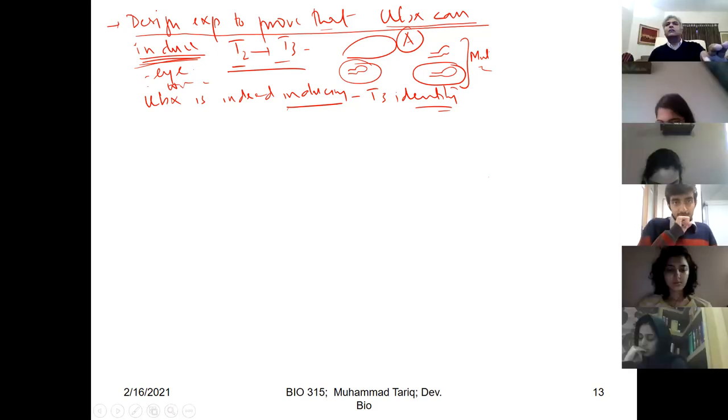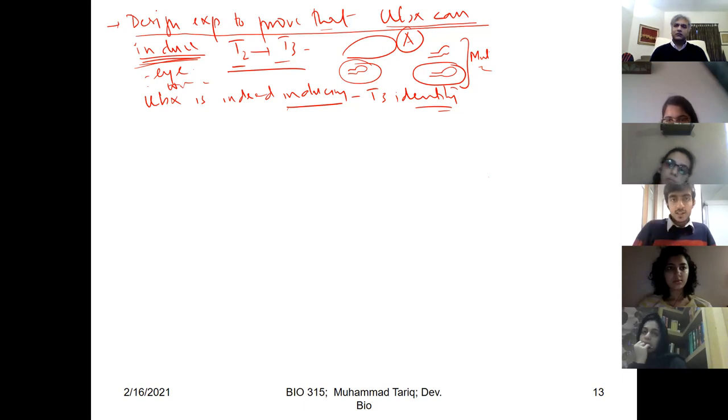So, sir, if in wild type UBX can induce a halter, and if we somehow induce its expression in other segments, for example the segment required for the formation of an eye disc or for the leg, we should get a halter over there as well. Very good. That's the way to go. You are going to move expression of UBX into a region where normally it is not expressed.